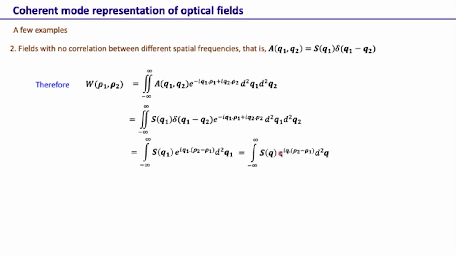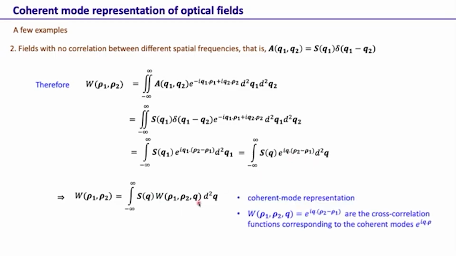So this W(rho1, rho2) is S(q), the spectral density at q, times e to the i q dot (rho2 minus rho1). Now this quantity we can write just as W(rho1, rho2, q), and that's how we can write the cross spectral density function of a partially coherent field, like this, where this is the cross spectral density function corresponding to a fully coherent field, because there is no ensemble averaging here. We are adding this q just for labeling. So it is just e to the i q dot (rho2 minus rho1). That's fully coherent, no ensemble averaging involved. So this is the W corresponding to a fully coherent mode.